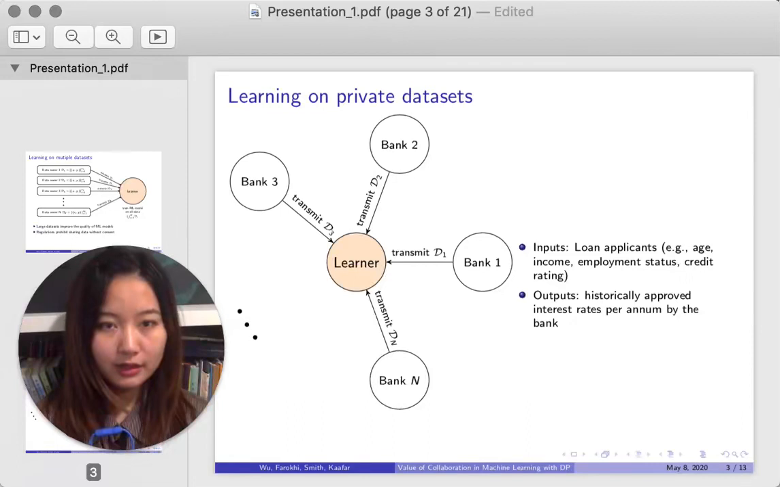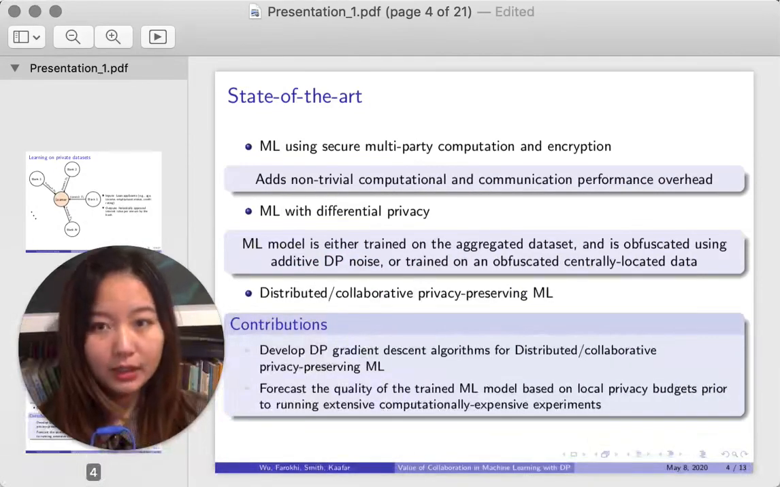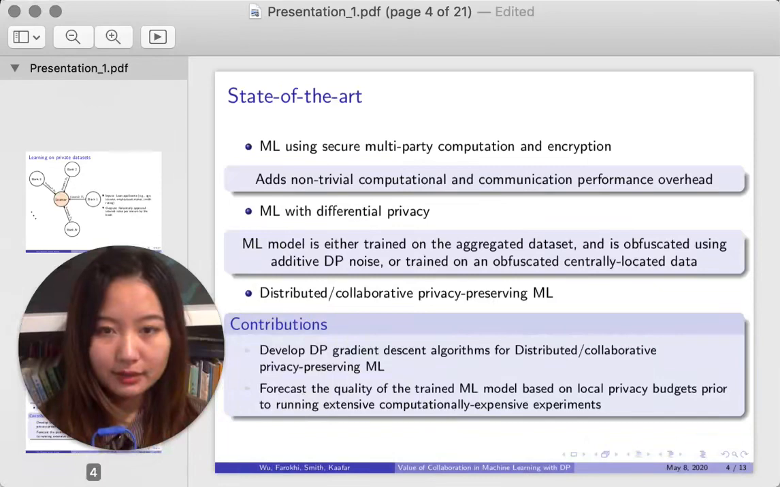the available training datasets. There is an underlying problem: the smaller datasets are owned by multiple entities with restrictions on sharing sensitive data. So, how do we preserve privacy in such a case? There are three main solutions. First is machine learning using secure multi-party computation and encryption. This method adds non-trivial computational and communication performance overhead.